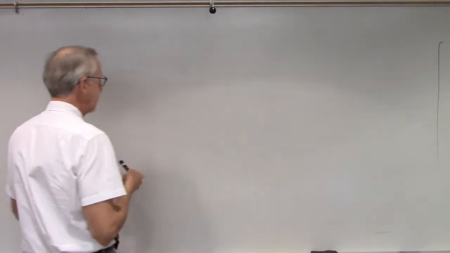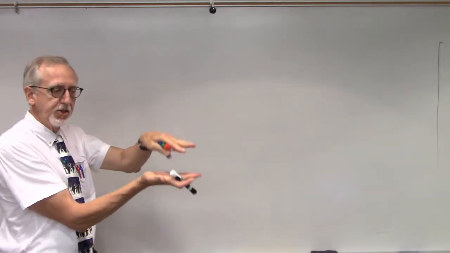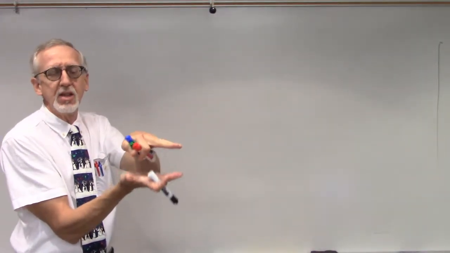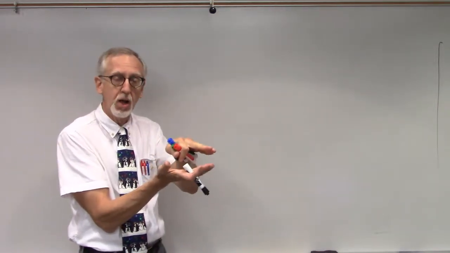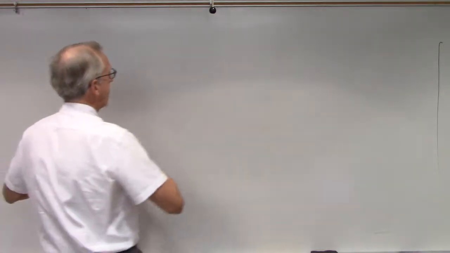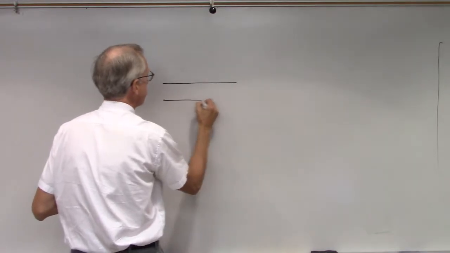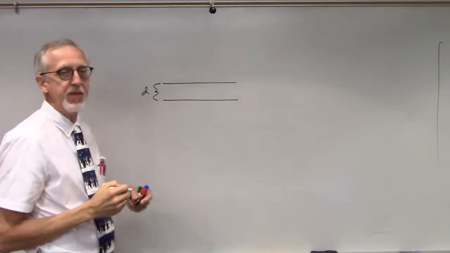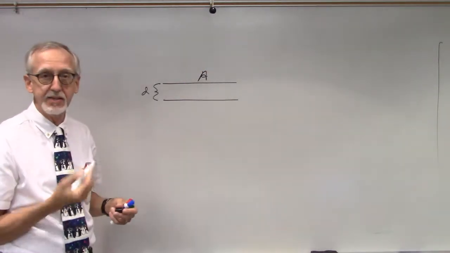Let's imagine that we have a parallel plate capacitor, which is essentially two parallel plates. But remember that these plates need to be close together, meaning the distance between them has to be small compared to the length and width of the plates. So let's imagine that we've got two plates, and the distance between them is some value d, and the area of each plate is A.